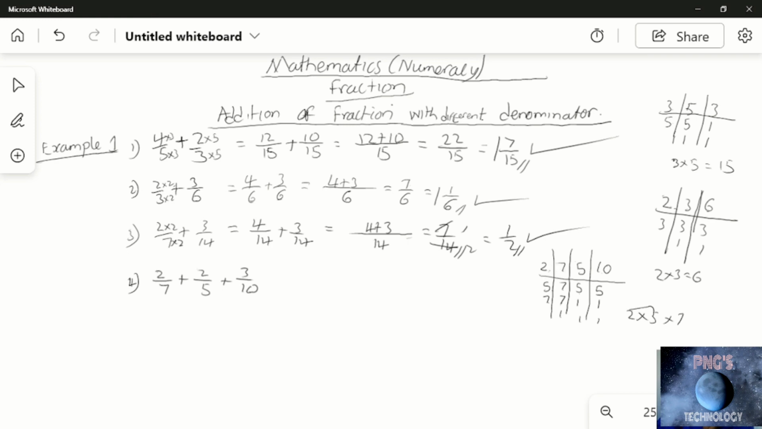So 2 times 5 is 10. 10 times 7 is equal to 70. Then 5 times 7 is 35. So 35 times 2 is 70.